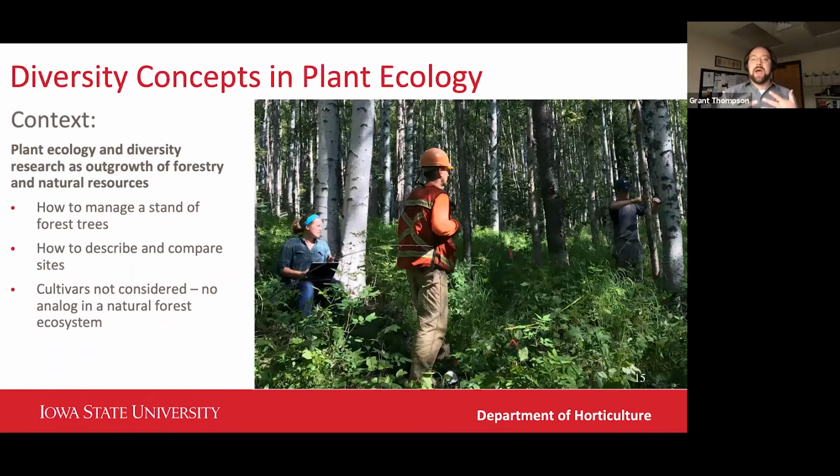But I want to take a step back before we talk about 10, 20, 30 or any of these other diversity rules. And I want to think about how diversity has been looked at in terms of plant ecology. So where do these numbers come from? What does it even mean?